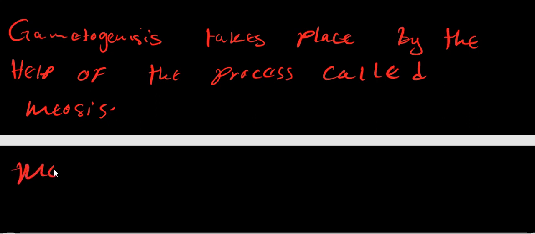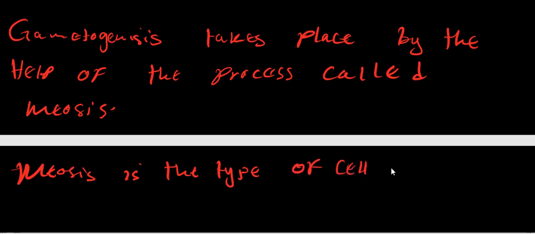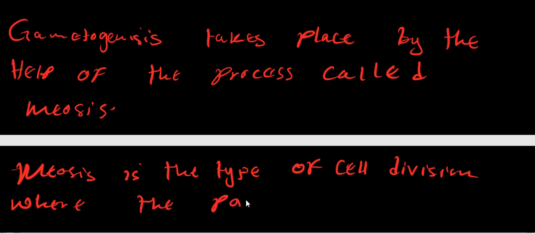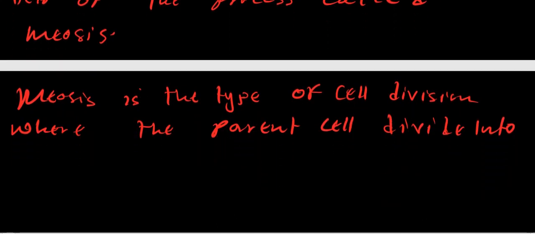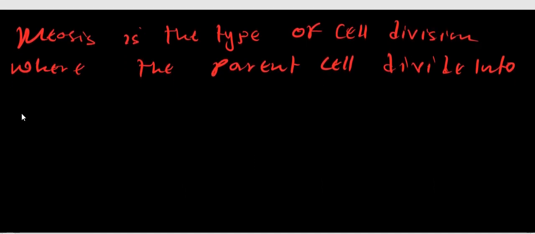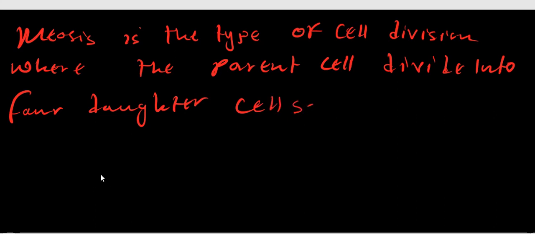So meiosis is the type of cell division where the parent cell divides into 4 daughter cells. So there is something special about meiosis.